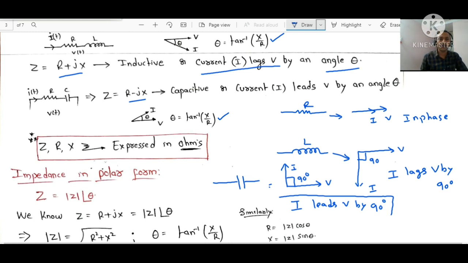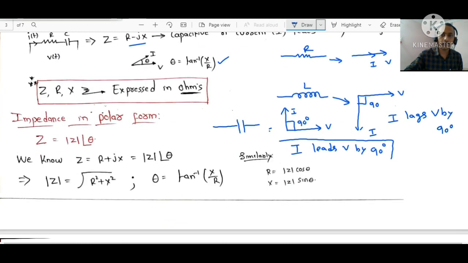Very, very important. Now Z, R and X are all expressed in ohms only. The unit for impedance is ohm. The unit for R is ohm. The unit for X is also ohms, whether inductive reactance or capacitive reactance. If somebody asks what are the units for inductive reactance, ohms only. For capacitive reactance, ohms only. Resistance, ohms only. Impedance, ohms.